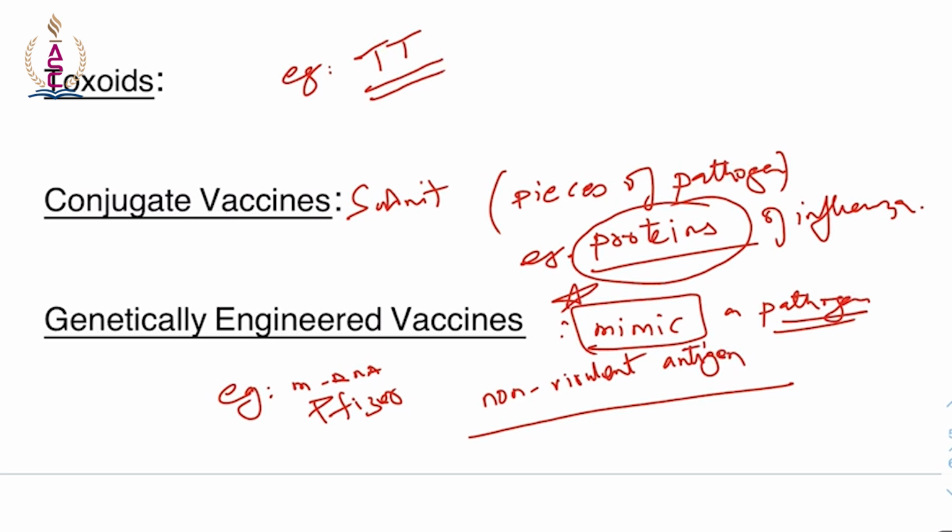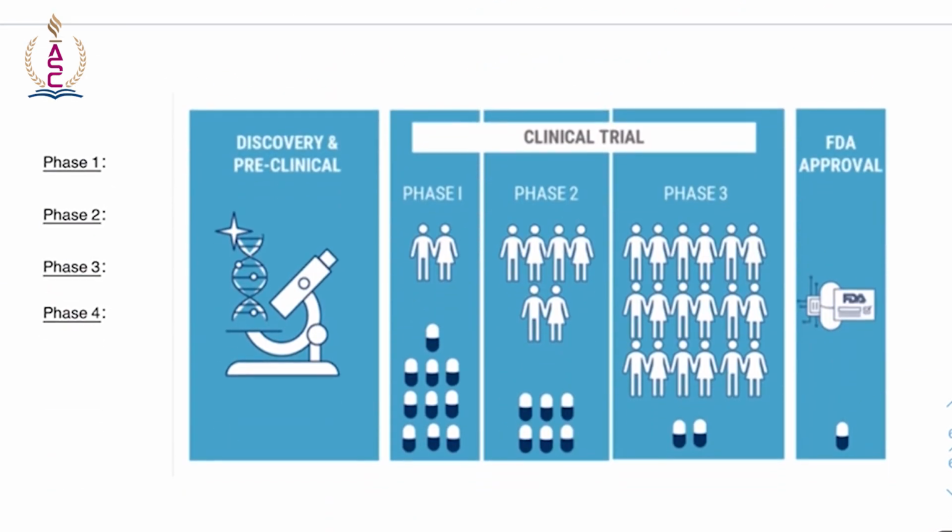At the same time you need to know the steps involved in vaccine development. So what are the steps involved? First is the preclinical stage. In the preclinical stage, the research is very research intensive.